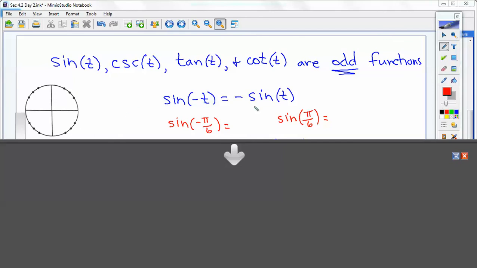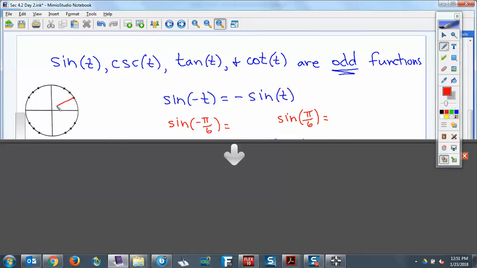Okay? Now think of it this way. If I put in t, if I put in pi 6, let's say I'm here, right? And here's my radian, here's t. What's negative t? Well, negative t would be down here. Well, what can you tell me? But now remember, sine's the y. Sine's the y. What can you tell me about the y coordinate here compared to the y coordinate here? They're opposites, right? They're opposites, so that makes sense.